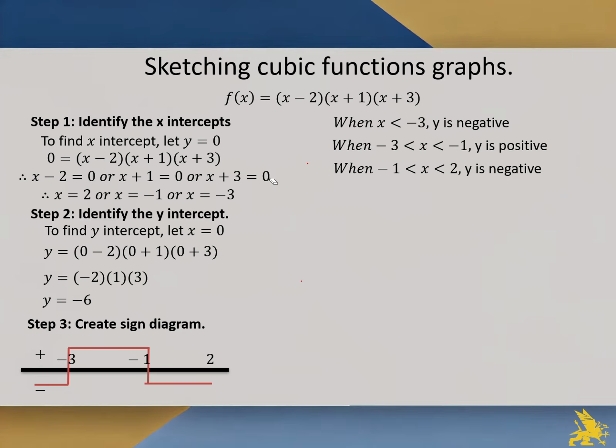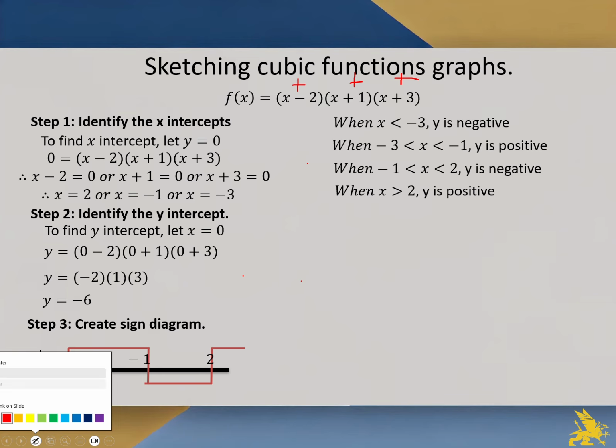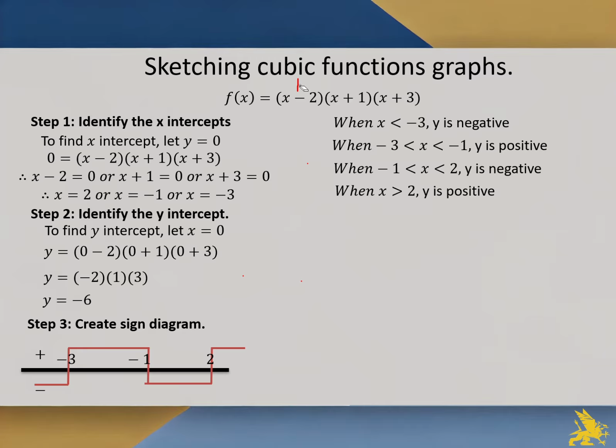And then finally, I need a number bigger than 2, so I'll just do 3. 3 take away 2 is positive. 3 plus 1 is positive. 3 plus 3 is positive. So I'm not caring about the number, I'm just caring about is it positive or is it negative? So that means when x is greater than 2, y must be positive. And you probably also notice I'm picking numbers that are easy to do in my head.